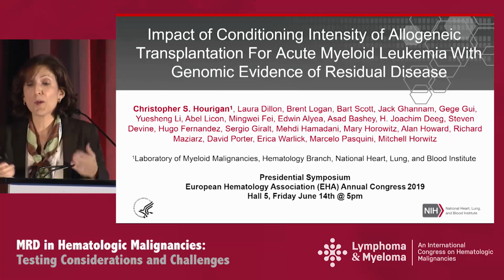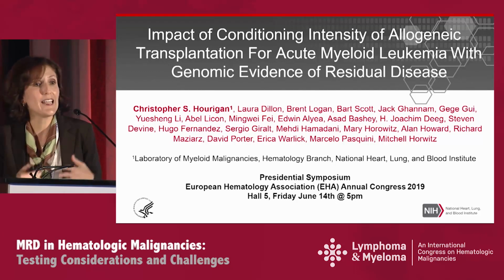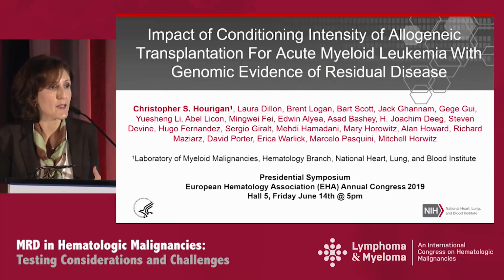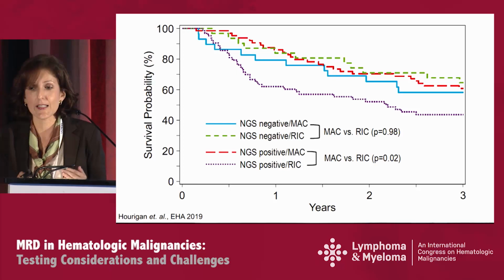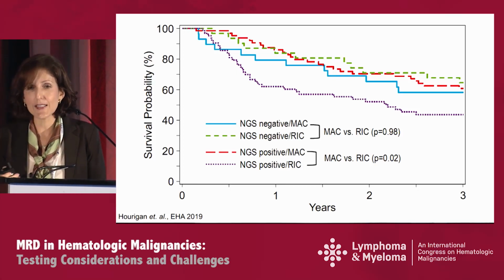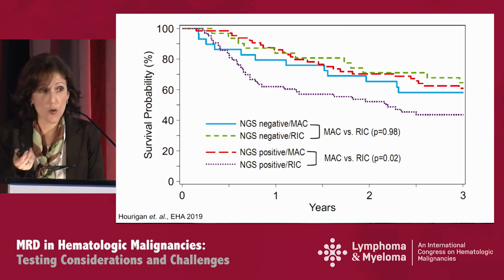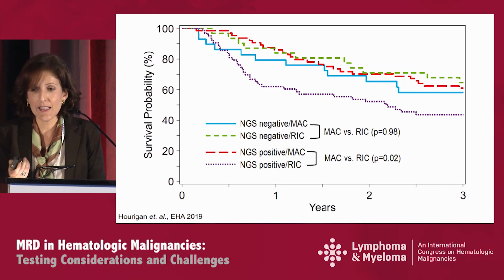This was a super presentation in which he actually went through a lot of the difficulty in putting together the data and the specimens required for this analysis. But basically, if you look through these curves, and I made them as big as I possibly could so that you could see, the blue on the top is next generation negative with a myeloablative conditioning. The green hatched is next generation negative, so MRD negative by sequencing with a reduced intensity conditioning.